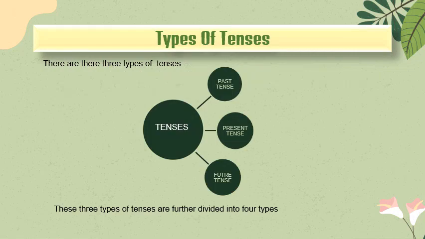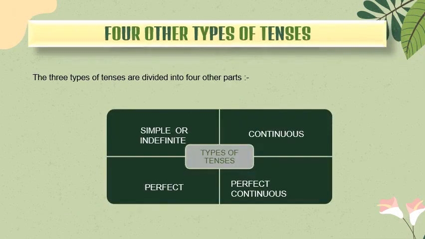Types of tenses. There are mainly three kinds of tenses in English. Number one, past tense. Second, present tense. Third, future tense. These three types of tenses are further divided into four other types. Number one, simple or indefinite. Number two, continuous. Number three, perfect. And number four, perfect continuous.